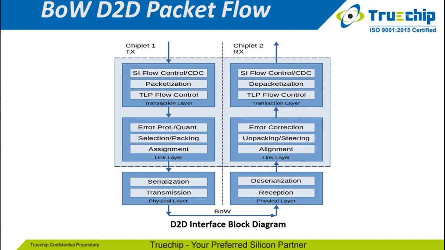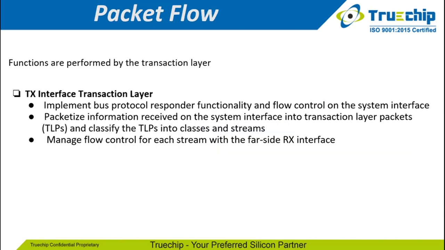For the receiving side, we have these three layers for which physical layer does the functionalities of reception, deserialization, and link layer does the functionalities for error alignment, unpacking, steering, error correction, and transaction layer does the functionalities for TLP flow control, depacketization, SI flow control, CDC. So here is the packet flow.